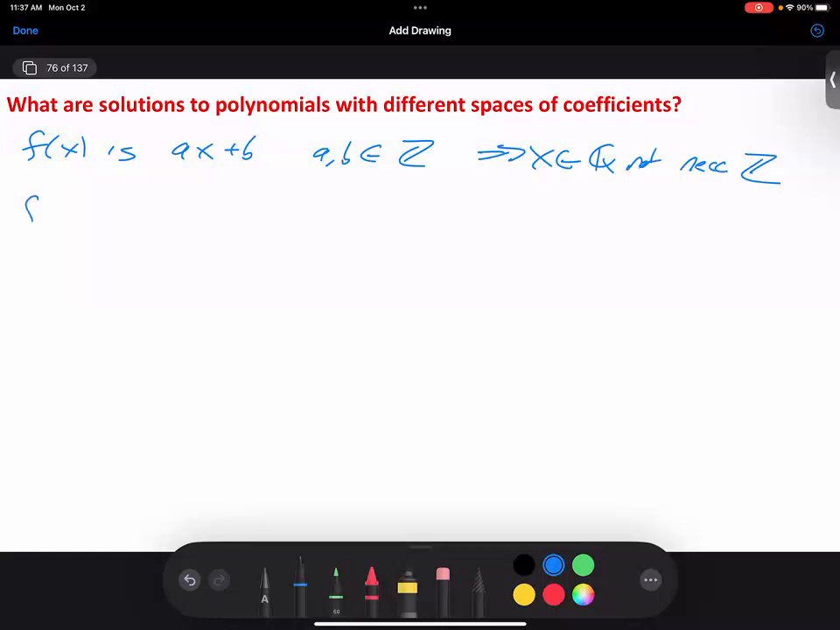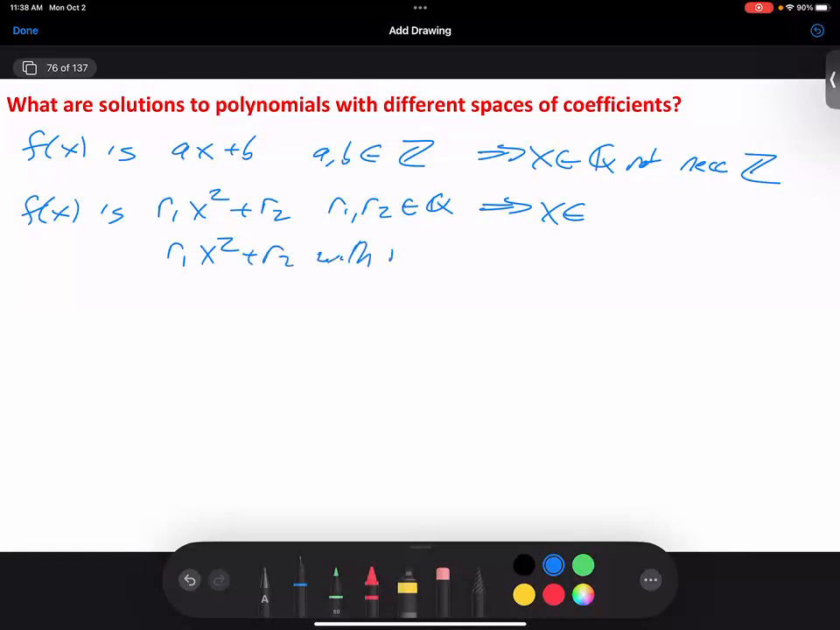Okay, so what if I now give you, say, f of x is R1 x squared plus R2, where R1 and R2 are rational. Will I always have rational solutions? No, what will I have? Right. So it depends on what R1 and R2 are, right? So let's do, for instance, R1 x squared plus R2 with R1 greater than zero, R2 less than zero. What would you have now? We would have real.